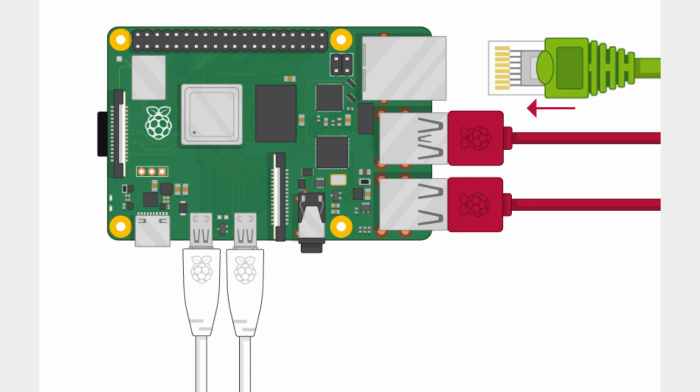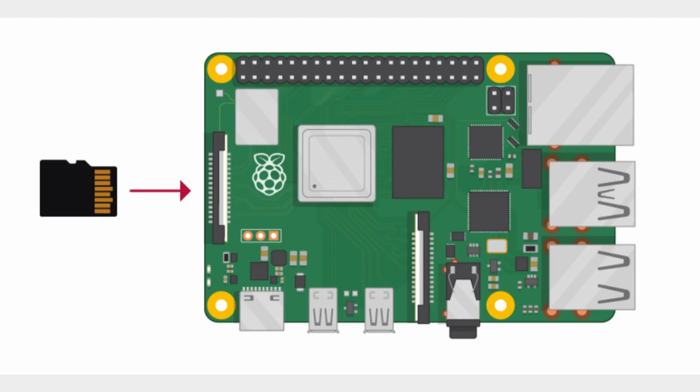Network connection. If you want to connect your Raspberry Pi 4 to a wired network, use an Ethernet cable to connect the Ethernet port on the Raspberry Pi 4 to your router or switch. Alternatively, for wireless connectivity, make sure the built-in Wi-Fi is enabled on the Raspberry Pi 4. You can configure this during the initial setup.